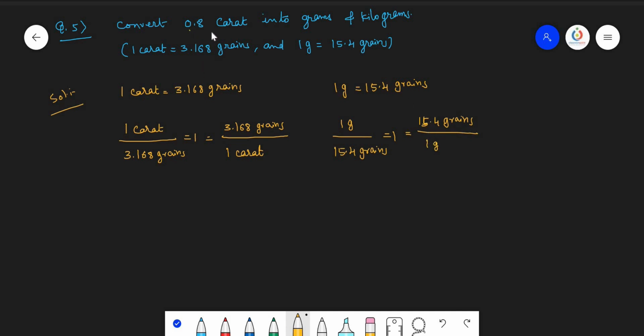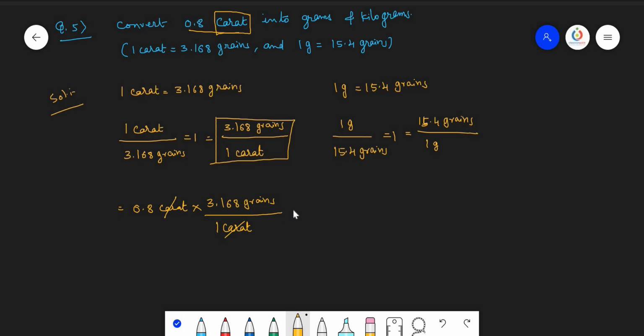Now, which is to be converted? Carats initially. So carat is the starting one and it has to be cancelled, which means in whatever factor we select, the carat must be in the denominator. Here the carat is in the denominator, so select it. So now it is 0.8 carat into 3.168 grains divided by 1 carat. So carat cancelled out. Now grains are there, and these are to be cancelled. Now you see the other relation where grains are in the denominator.